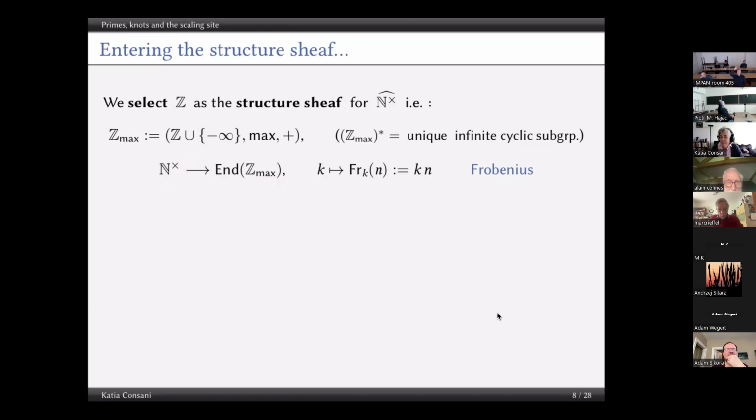Sorry, may I have a question? Yeah. What kind of an algebraic structure is Zmax? Is it a semi-ring? Yeah, Zmax is a semi-field. Semi-field. Zmax is a semi-field.